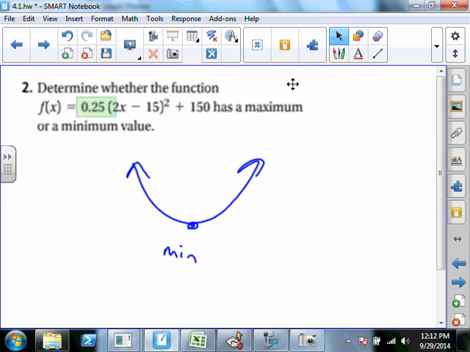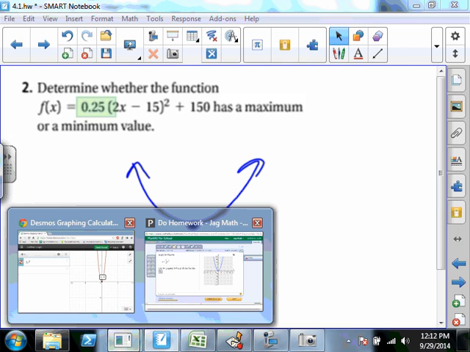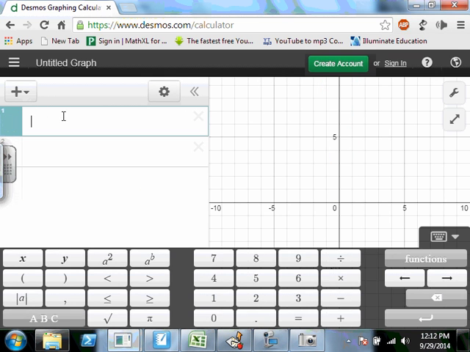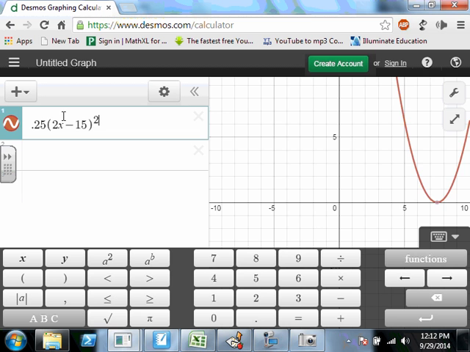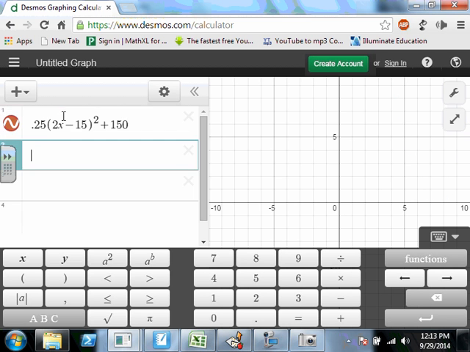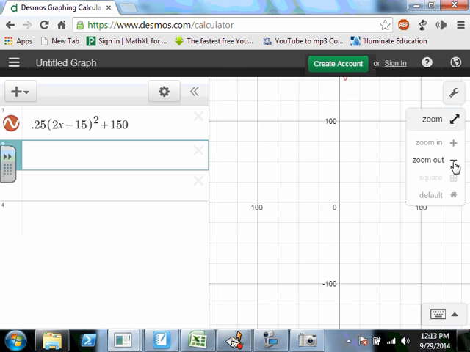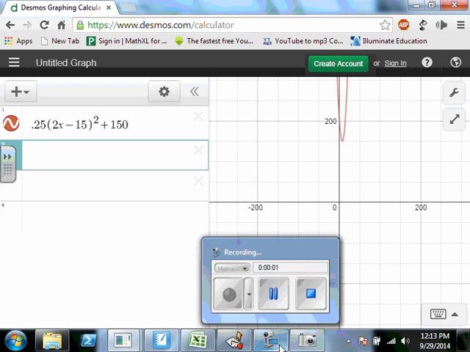have gone to Desmos. If we go to Desmos, just to verify that, here's a quarter times the quantity 2x minus 15, the quantity squared, and then there's plus something at the end, right? Plus 158, just 150. Now we don't see it, but that's okay. We can actually zoom out, and there we could see that it's opening up. So that's what we got.